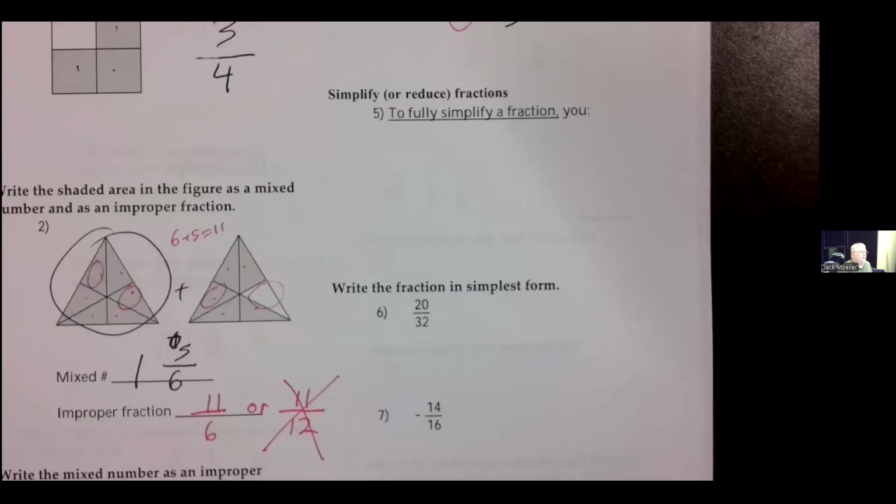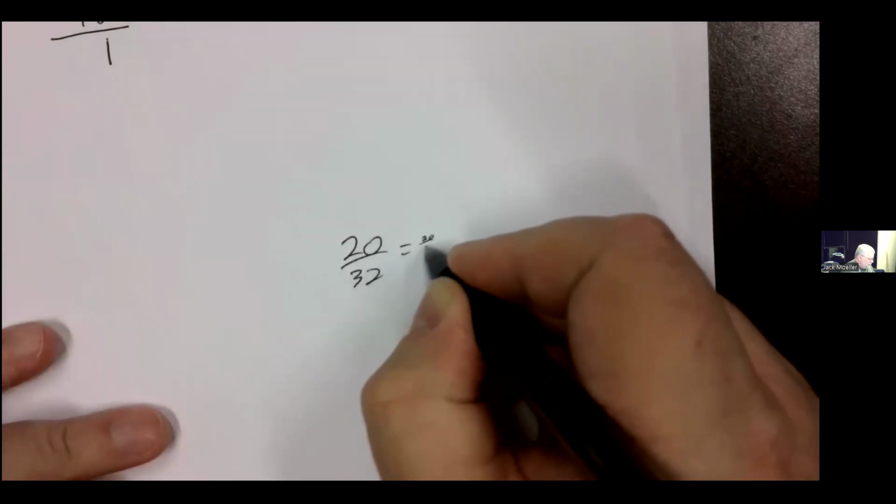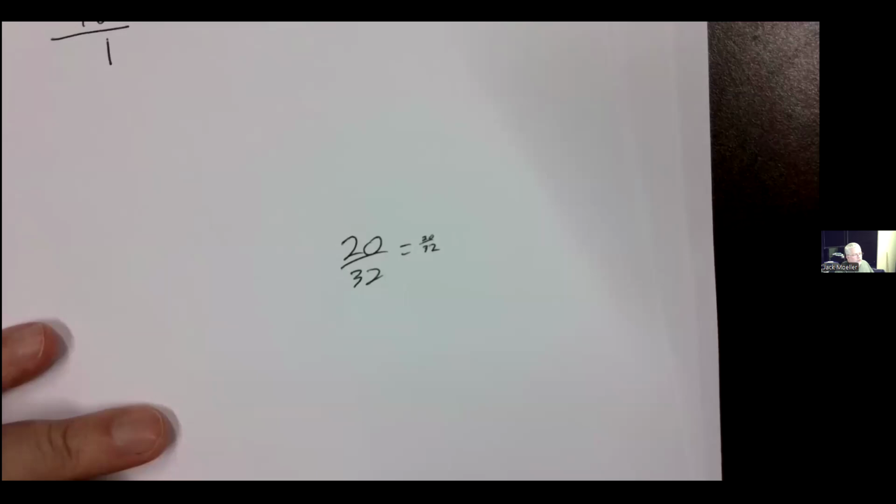Or sometimes people will say, well, I'm going to put it in smallest terms. Well, if I want 20/32 in smallest terms, there it is in smallest terms. It's still not simplified. All right.